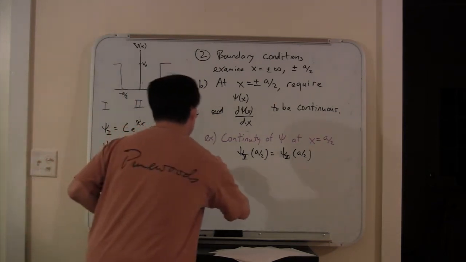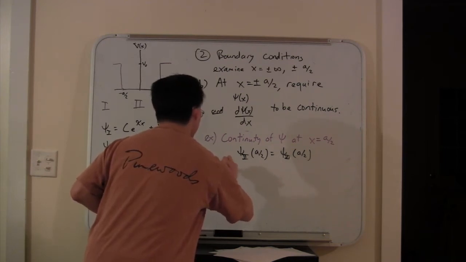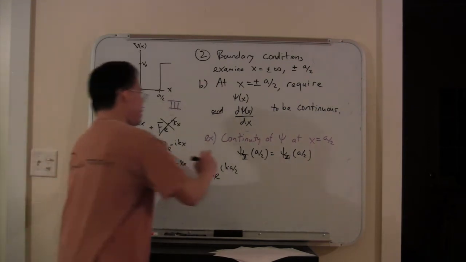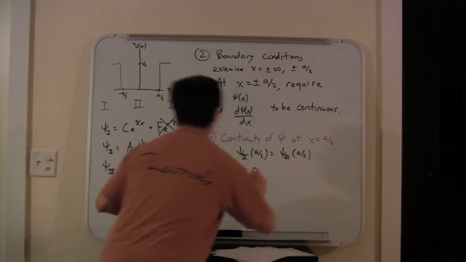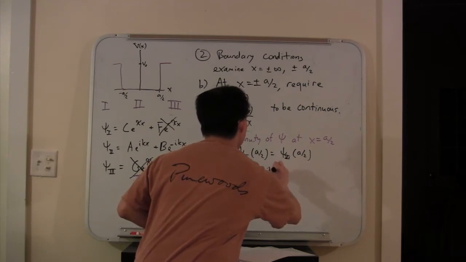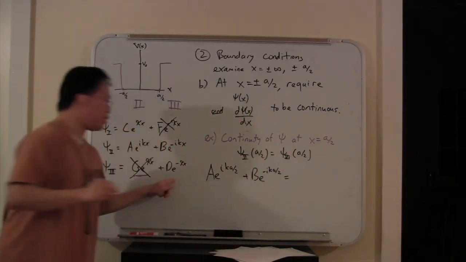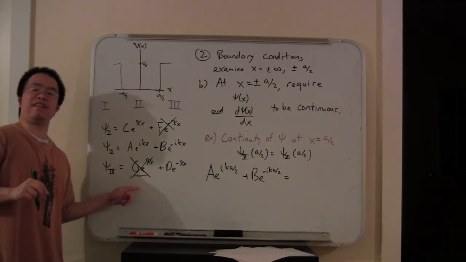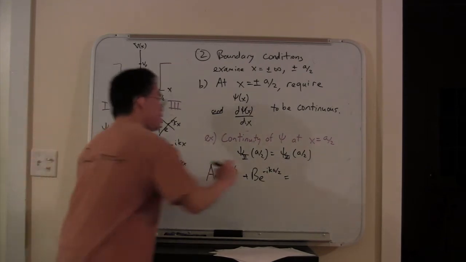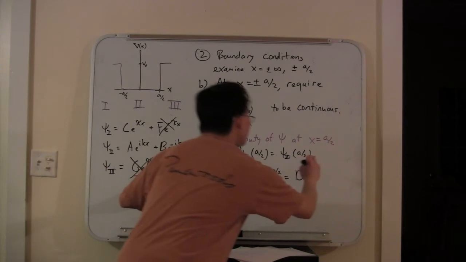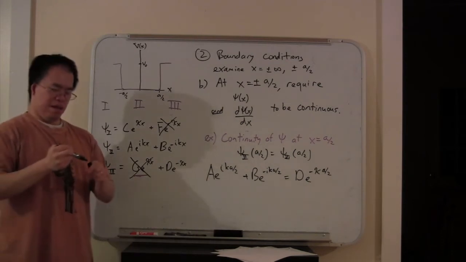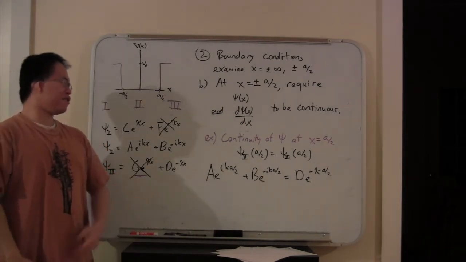So that means that we have A e^(ika/2) + B e^(-ika/2) equals our psi 3 here, but now we can make use of the fact that normalizability killed off this term, so we get equals D e^(-κa/2). So I think you can kind of see where this is going to go.